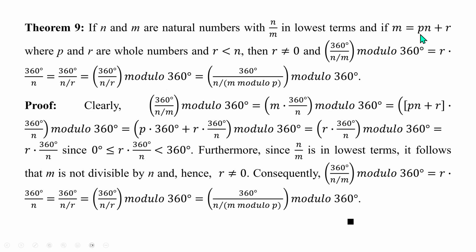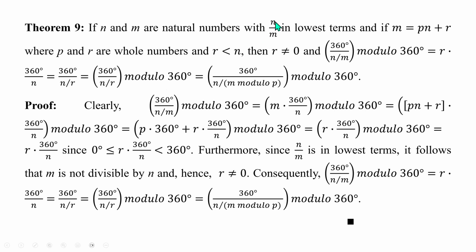So let's see what's going on here. Basically, we have n over m in lowest terms. If you try and divide n into m, it will go in some whole number amount of times. It could go in 0 times, in which case you get m as the remainder. But if m is bigger than n, it goes in here at least once. And so you could write m as a whole number times n plus whatever that remainder is. And that remainder is always going to be strictly less than n.